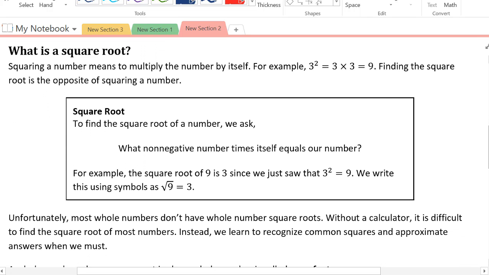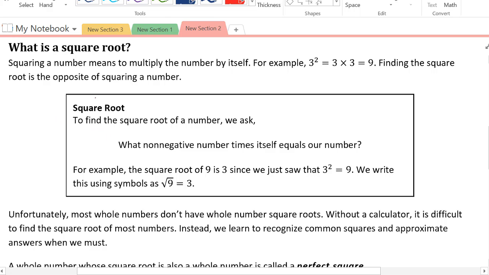When we look at square roots, what are we doing? To find the square root of a number, what are we asking? We're asking what non-negative number times itself equals our number. For example, if you're asked to find the square root of 9, that's asking you what number times itself equals 9. If you know your times tables, you know that 3 times 3 is 9. So the square root of 9 is 3.